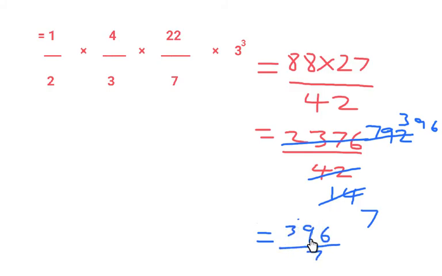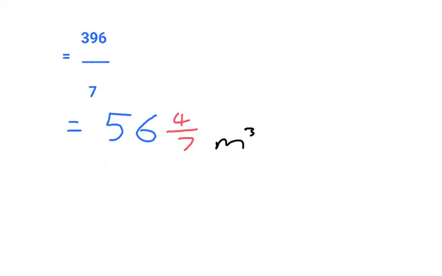But this isn't how we'll leave the answer. So we'll convert it into a mixed fraction. And when you convert 396 over 7 into a mixed fraction, your answer becomes 56 whole number 4/7. Therefore, the total answer is 56 whole number 4/7 meters cube.